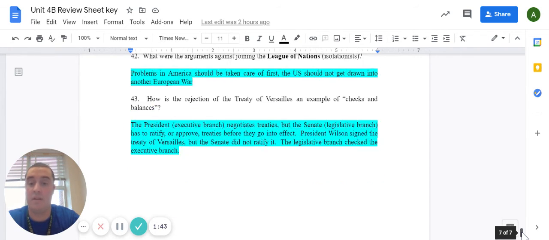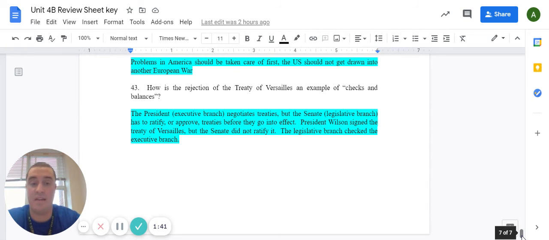Finally, 43. How is the rejection of the Treaty of Versailles an example of checks and balances? So the president, or the executive branch, has the ability to negotiate treaties, but the Senate, the legislative branch, has the power to ratify or approve these treaties before they go into effect. So President Wilson negotiated and signed the Treaty of Versailles, but the Senate was feeling isolationist and did not ratify it. So in this case, the legislative branch checked the power of the executive branch.